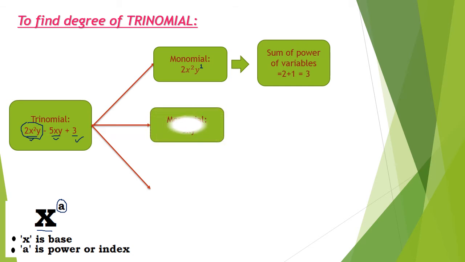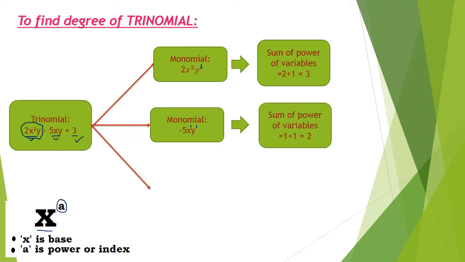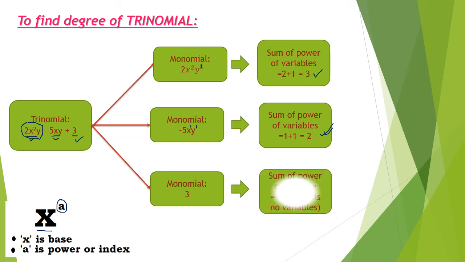Now for another monomial, minus 5xy, x has power 1, y has power 1. Now the sum of the powers of the variables is equal to 1 plus 1, that is 2, isn't it? Now it's 3 for the first, 2 for the second. Now let's consider 3. It's also a monomial, it's also a term, and it is a single term. What will be the sum of the powers of the variables? As there is no variable, it will be 0. A constant contains no variable, so the power of the variable will be 0, or you can say it has x to the power 0.